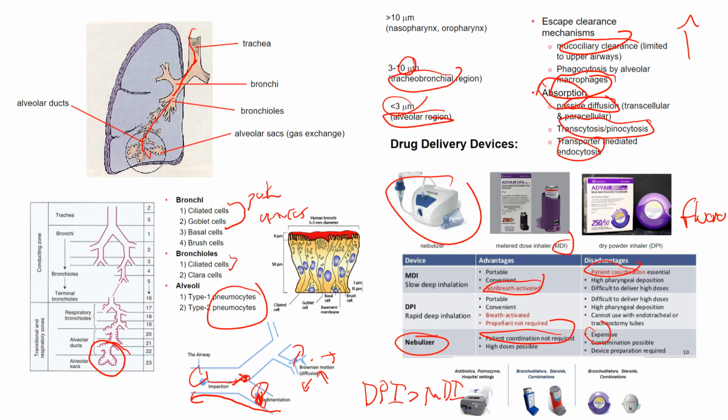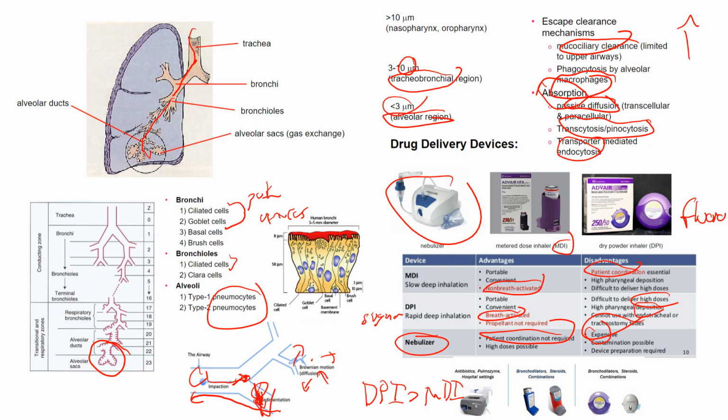Finally, dry powder, they're breath activated, which can be good or bad depending on patient coordination. There's no propellant. Instead of propellant, DPIs will actually use sugar molecules to carry the drugs into the lungs and get them where they need to go. Harder to do high doses, right? Because if you do too much powder, the patient's gonna feel like they're choking. A lot of deposition, a lot of this sedimentation we talked about before. And then you can't use it with a trach tube, which, duh.